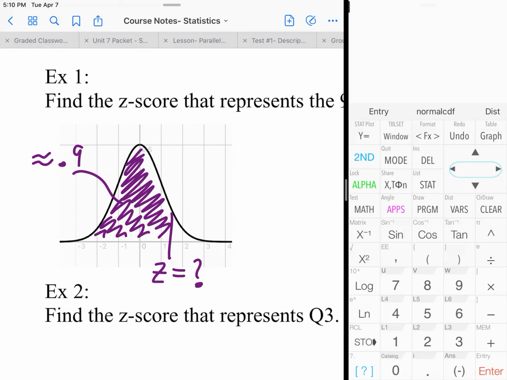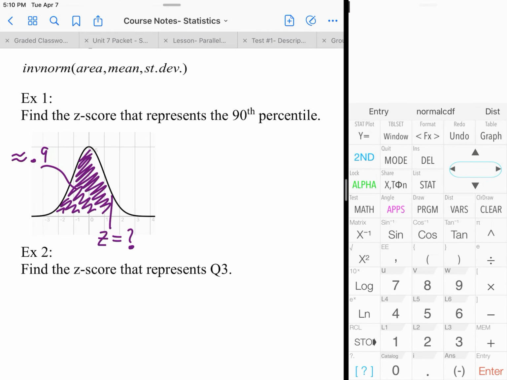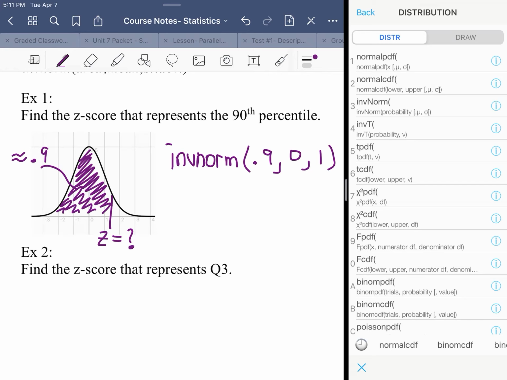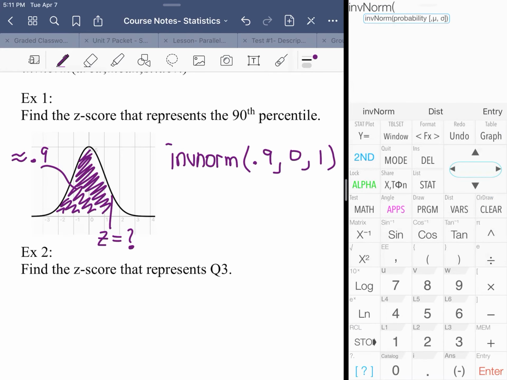All right, so the function in the calculator that we're going to use is the inverse norm. So I'm going to type in inverse norm, .9, the mean, and the standard deviation. So second, vars, option 3, 0.9, 0, 1.